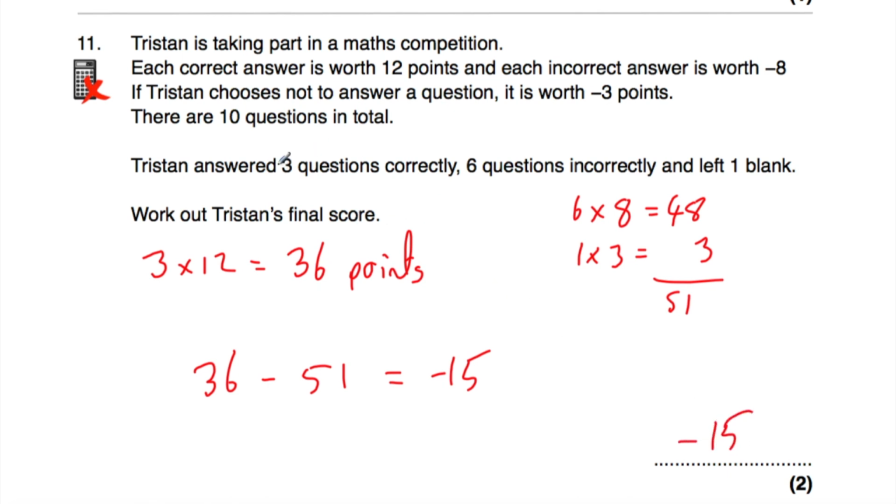So just to recap, he answered 3 questions correctly. He gets 12 points for each correct answer, so he gets 36 points. For his 6 incorrect answers, he loses 8 points for each one. 6 times 8 is 48, so he's going to lose 48 points.